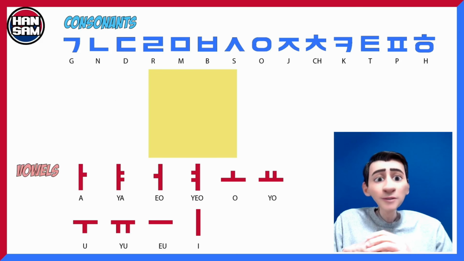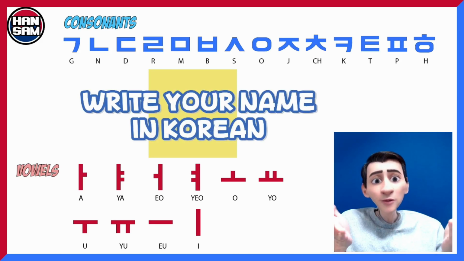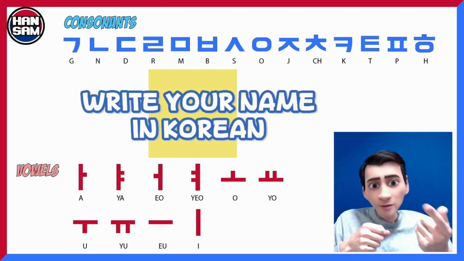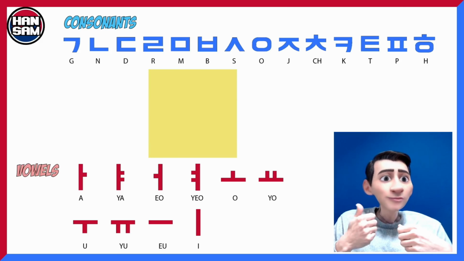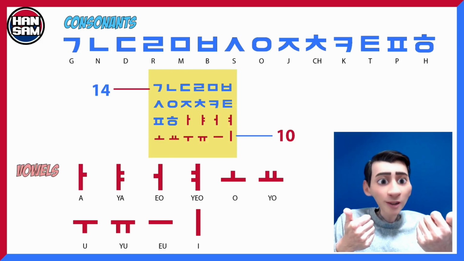Don't you feel relieved when you hear people say, "Believe me, we don't know the differences either." Finally, we come back to today's subject, write your name in Korean. No matter how complicated the Korean alphabet looks, it is made up of these 14 consonants and 10 vowels.